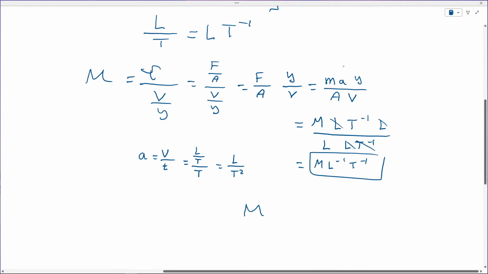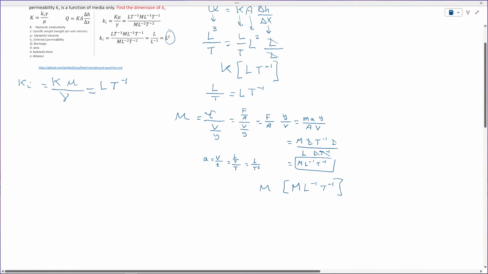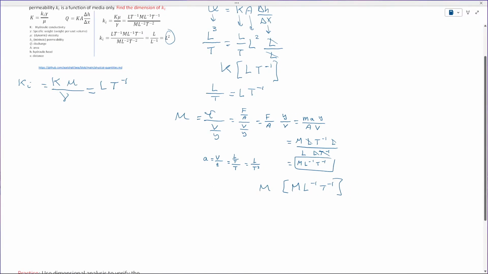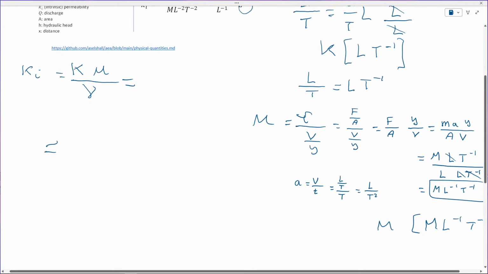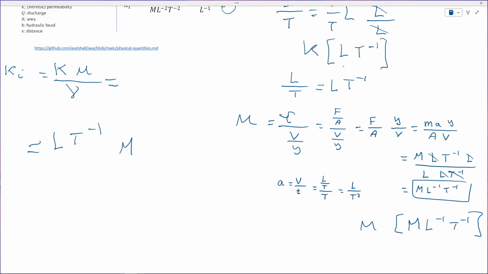So our viscosity has the dimensions of mass over length over time: M L minus 1 T minus 1. That is the dimension of viscosity. So let's see where we are here. Let me just delete this. Here we remember k. We know this, we've seen this before, L T minus 1. And we know mu is mass, M L minus 1 T minus 1.